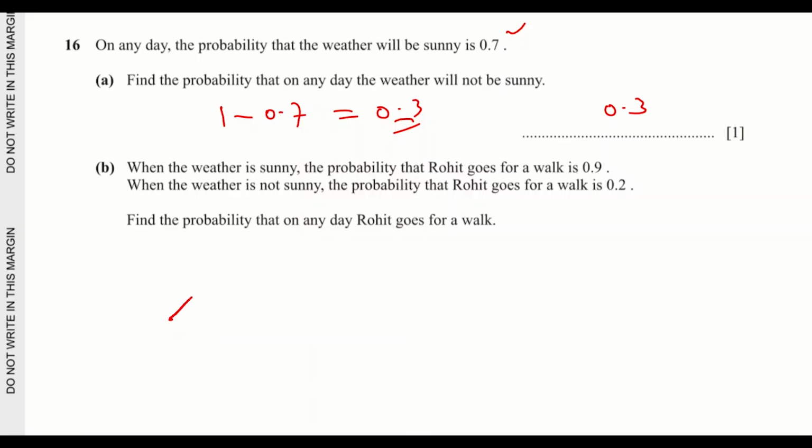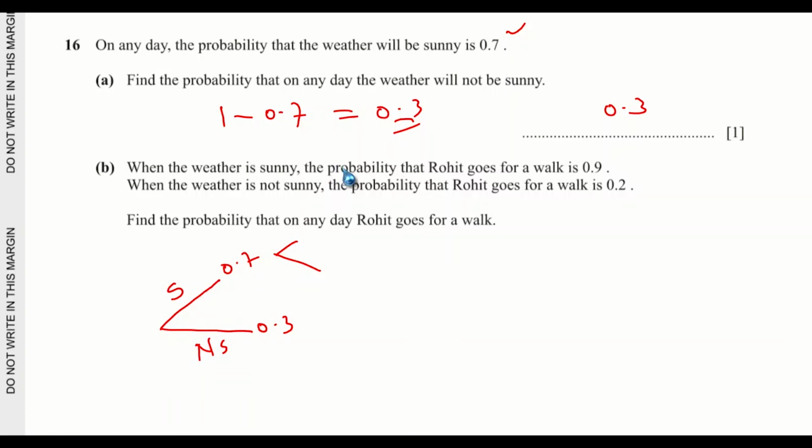So if we say this, this is for a sunny day. I can just use S to denote sunny, and it will be 0.7. And I can denote not sunny by NS, so this will be 0.3. If it is sunny, we can still have another branch again here.